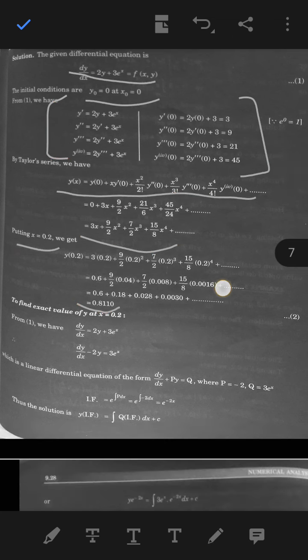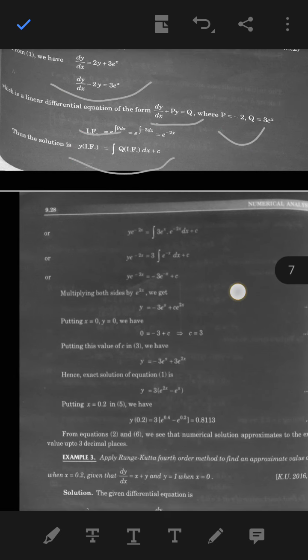So first of all we find the higher order derivatives, then we find their values at the initial value points. Now we will use the Taylor series method. This is our Taylor series formula. Now we substitute these particular values here, and we put x equal to 0.2, because we are to find the value at x equal to 0.2. So we substitute x equal to 0.2 in this expression and we find that the value comes out to be 0.8110.